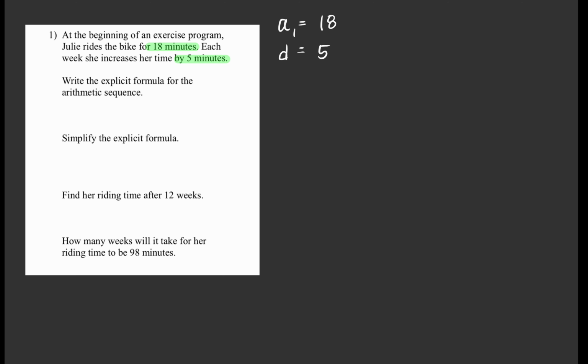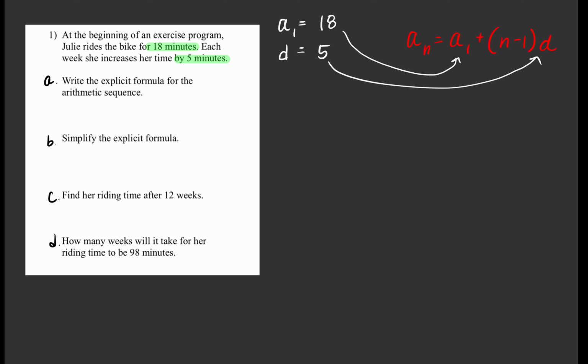The second thing that this question is asking is part A. Part A is asking to write the explicit formula for an arithmetic sequence. Let's remind ourselves what the explicit formula is. It is A of n is equal to A of 1 plus n minus 1 times D. This is a formula that you have to memorize yourself. We can plug in everything that we know into this formula.